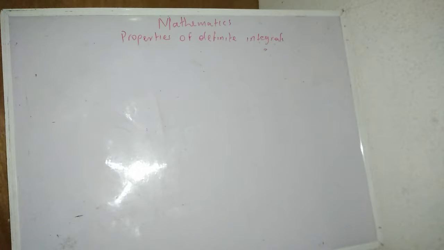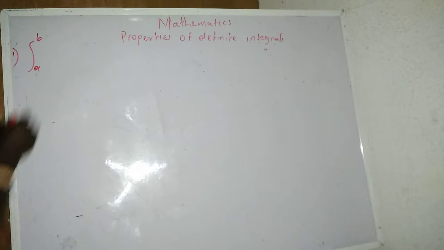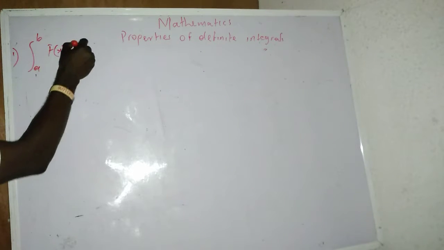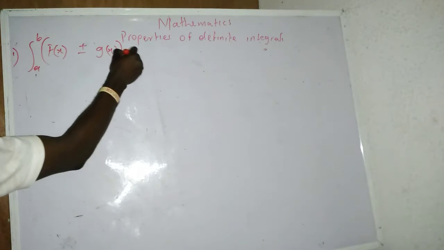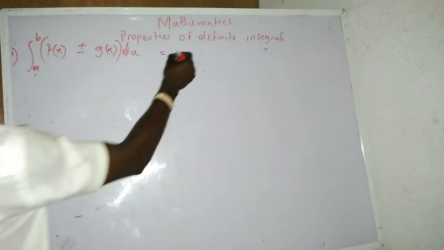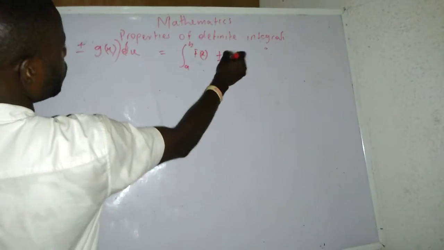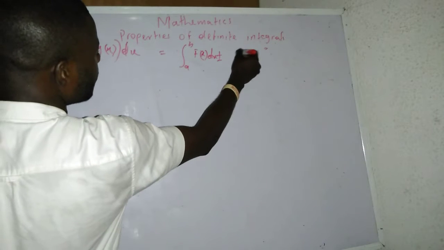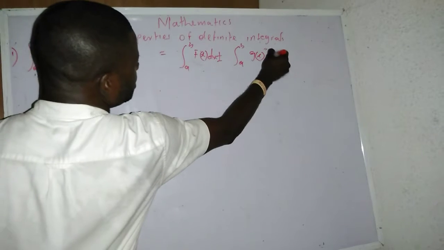Now that is all about the definite integral. Then there are more of them. Now, properties of the definite integral. The first one is: if I have the integral from a to b of f of x plus or minus g of x, dx, this is the same thing as the integral from a to b of f of x dx plus or minus the integral from a to b of g of x dx.